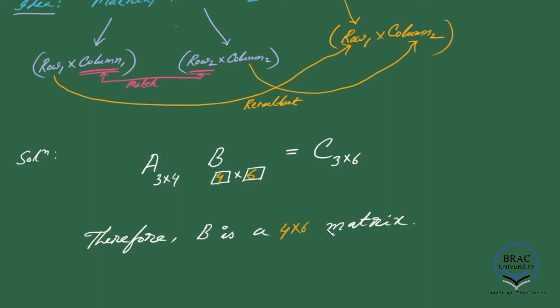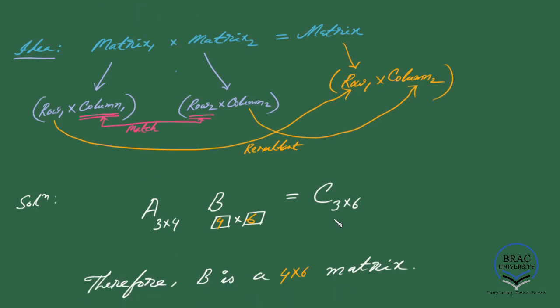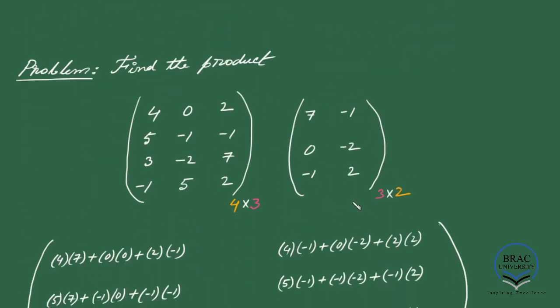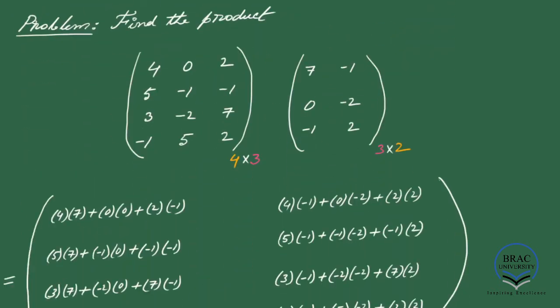So we just solved the first problem. Now we'd like to solve another problem. So let's go ahead and try to solve another problem. What we'd like to do here is find out the product of these two matrices. We want to multiply these two matrices, and looking at the dimensions, this is a 4 by 3 matrix. It has 4 rows and 3 columns. So it's a 4 by 3 matrix, and this is a 3 by 2 matrix. It has 3 rows and 2 columns.